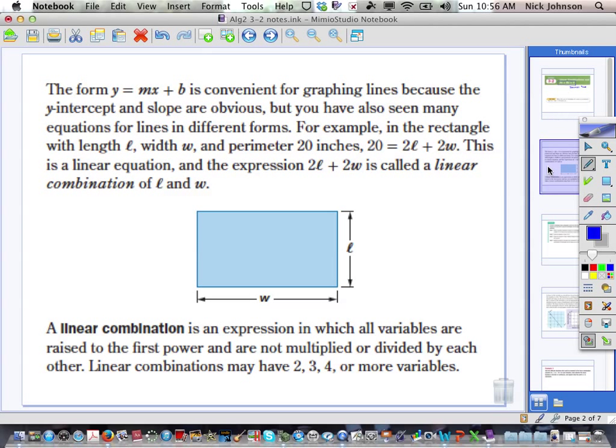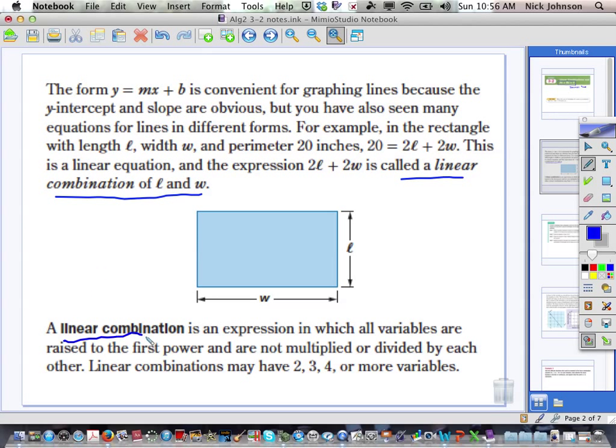The form y equals mx plus b is convenient for graphing lines because the y-intercept and slope are obvious. But you have also seen many equations for lines in different forms. For example, in a rectangle with length L and width W where the perimeter is 20 inches, we say 20 equals 2 lengths plus 2 widths. This is a linear equation, and the expression 2L plus 2W is called a linear combination of L and W.